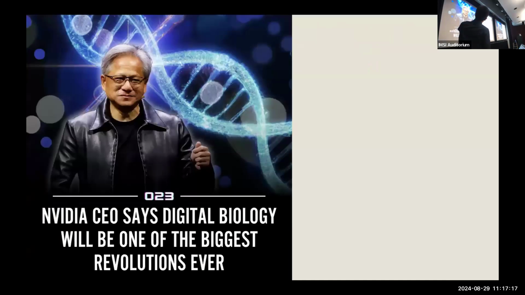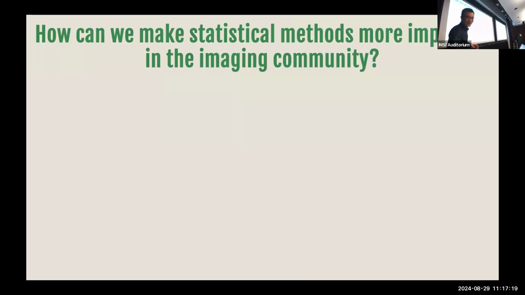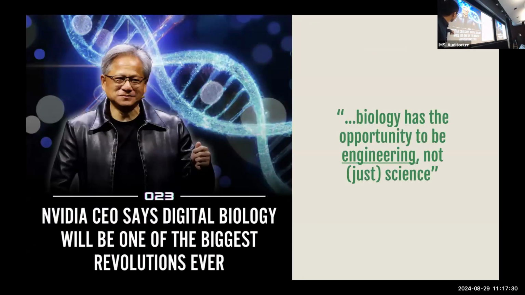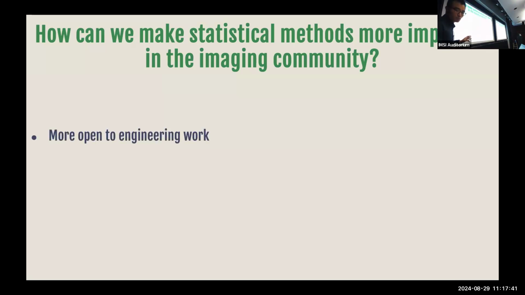The last one is the question about how statistical models can be more impactful in the imaging community. This reminds me of a saying from the NVIDIA CEO, who mentioned a lot of opportunity in digital biology because it can be engineered, not just scientific discoveries. My answer is similar to the second one: maybe we can be more open to engineering work.